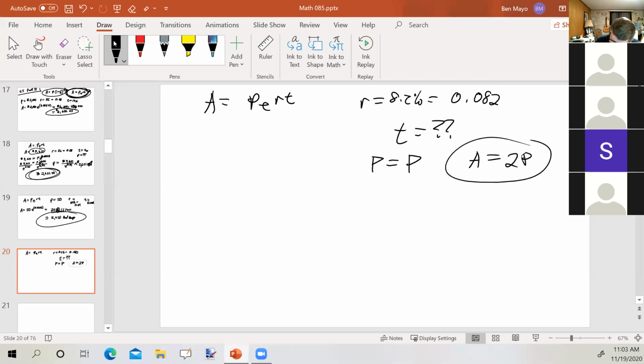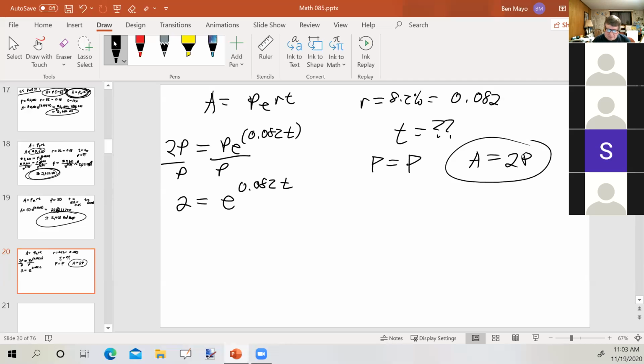So since A equals 2P, my equation becomes 2P equals P e to the 0.082 times T. Okay, so I replaced A with double P or 2P. Now, I can divide both sides of this equation by P, and I get that. See, we divided P out, so we don't even need to know what it is. Now, if it's 0, we couldn't divide by 0, but if there was 0, there wouldn't be any population. We wouldn't be talking about this problem at all, right?